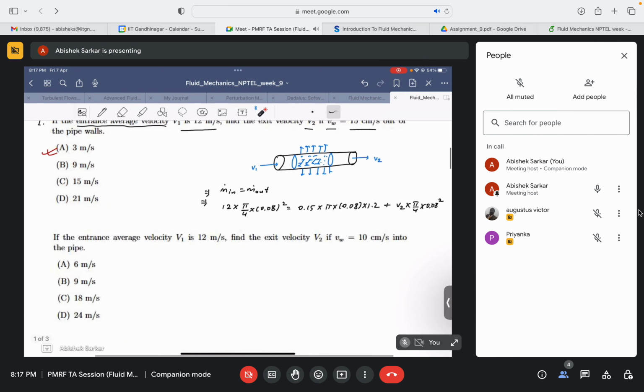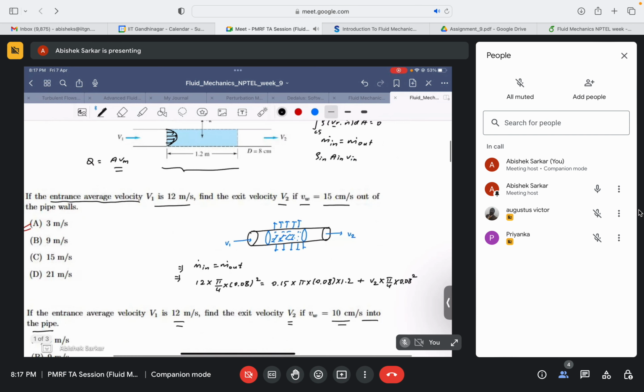So the second question is again exactly the same. If the entrance average velocity v1 is now equal to 12 meter per second, now find the exit velocity v2 if vw is 10 centimeter per second into the pipe. Now they told that the flow is going inside the pipe instead of going out.